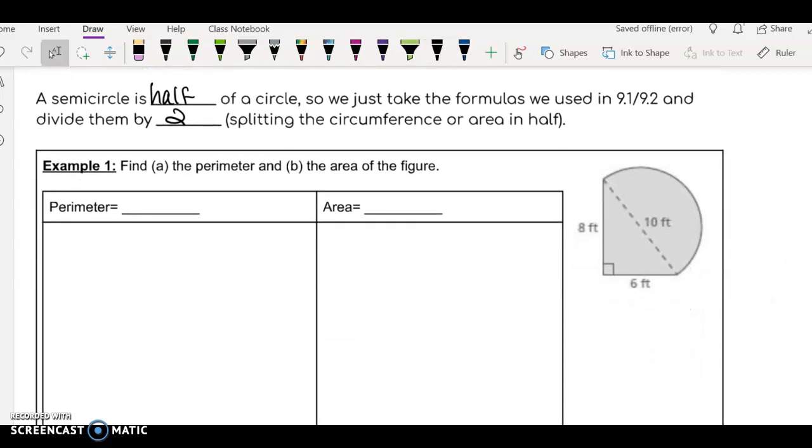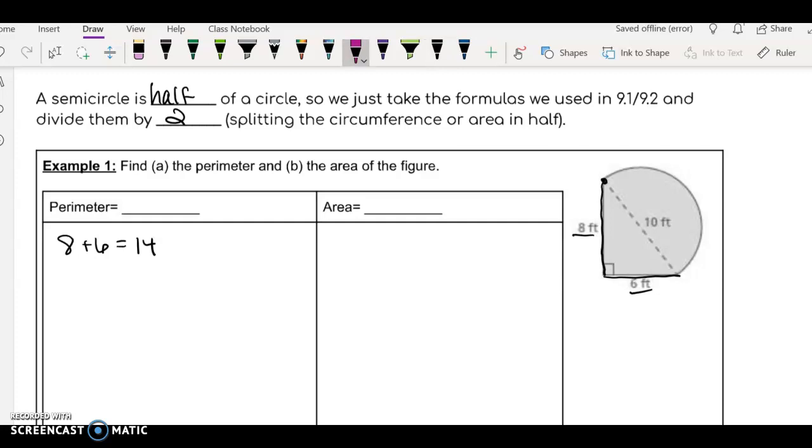So example 1 says, find the perimeter and area of the figure. First we're going to start with perimeter, which is the distance around the shape. If I was to walk this, I start up here, then walk down, over, and around all the way back to my starting point. That's the perimeter. It's easy to find the first part because when I walk downwards, I'm at 8 feet, and when I walk over, I'm at 6 feet. So we're just going to add 8 plus 6, and we get 14.